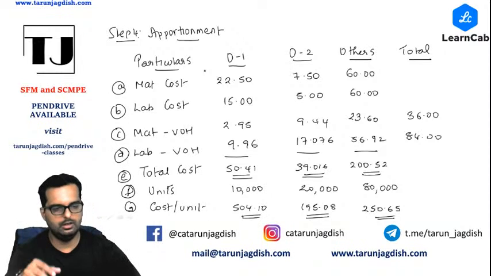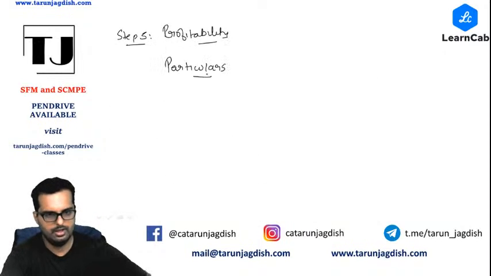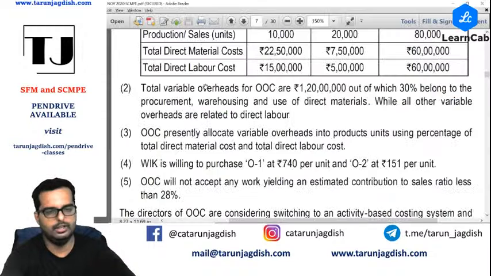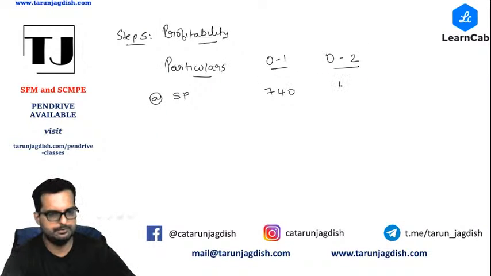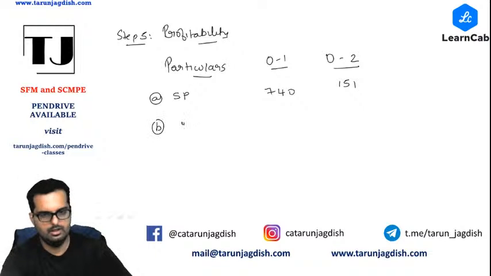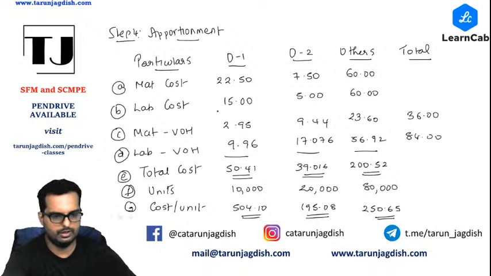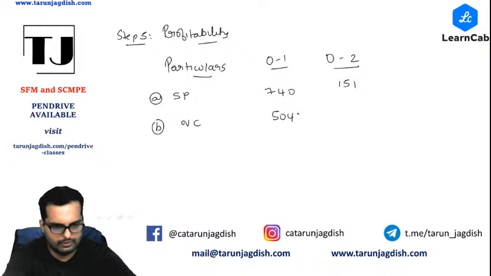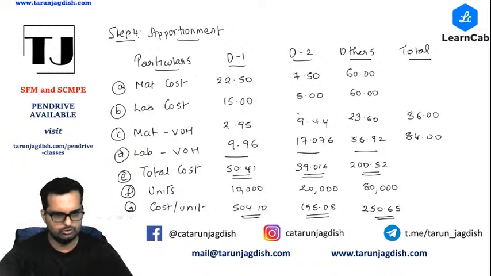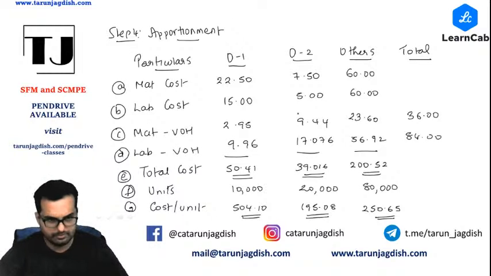Alright friends, have you all put up till here in your books? Can I go to the next part now? So now here I'll write down particulars O1, O2. We have the selling price already given in the question. How much is that? 740 and 151. Variable cost, what is the answer we got over here now? 504, 195. One minute friends, is it 195? Are you sure about that? Please confirm.